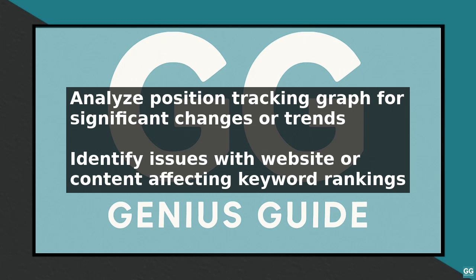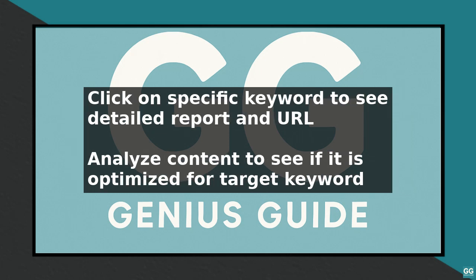Now, let's dive deeper into the keyword analysis. Click on a specific keyword to see its detailed report. Here, you will see the current position, search volume, and competition level, as well as the URL that is ranking for that keyword. Take note of the URL and analyze the content to see if it is optimized for the target keyword.